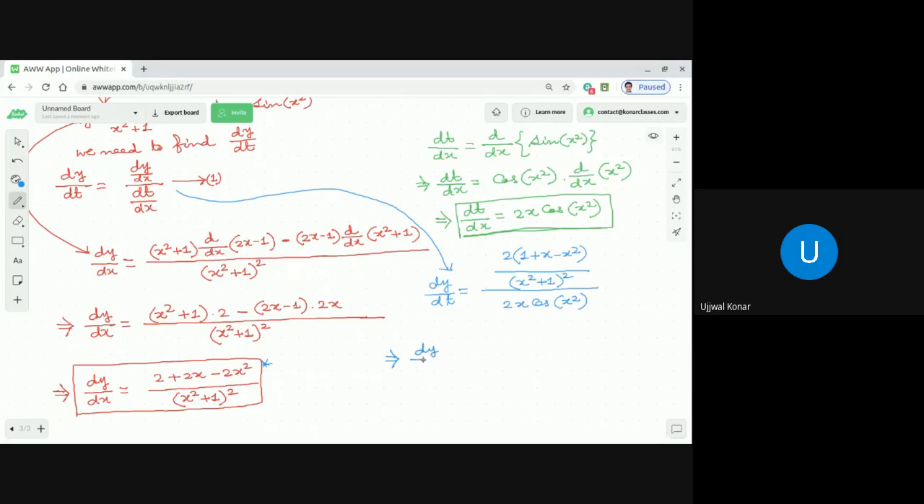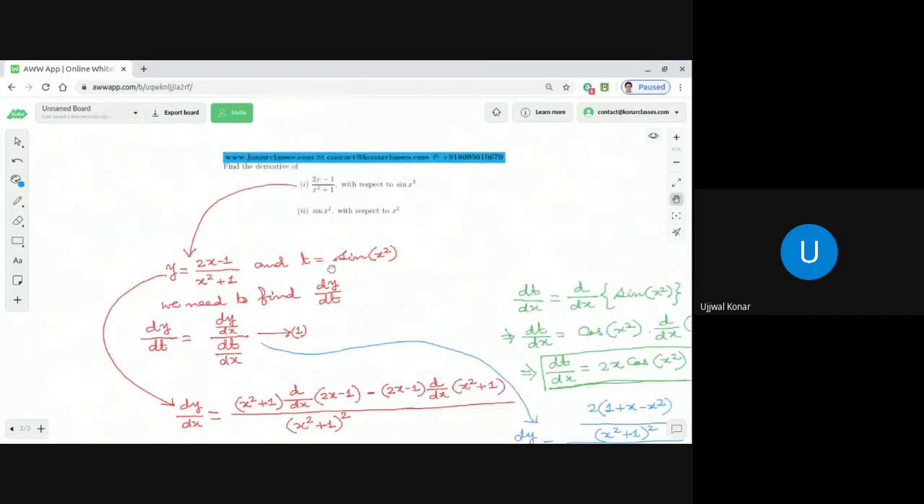From here we get dy/dt is equal to, 2 and 2 got cancelled, so 1 plus x minus x square divided by x into x square plus 1 whole square into cos of x square. Isn't it, dear students? Correct or not? Absolutely clear, right? Yes. Okay, Gurman. Yes, sir. Perfect.